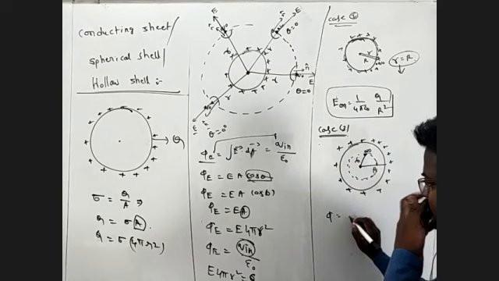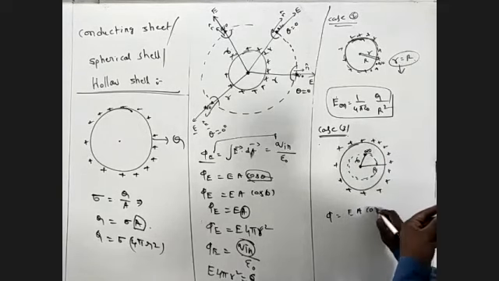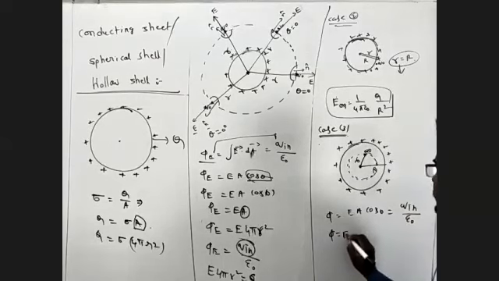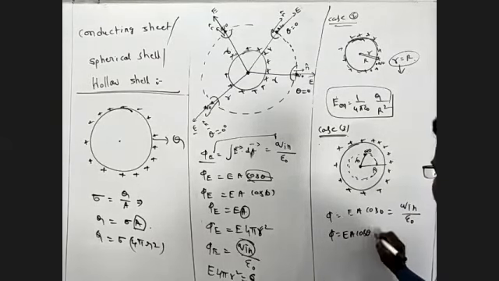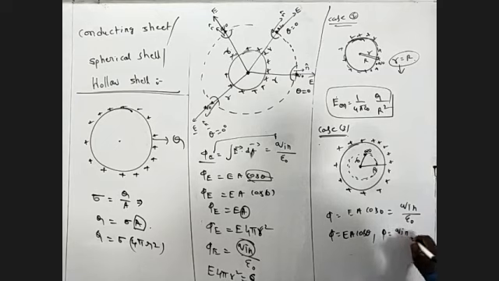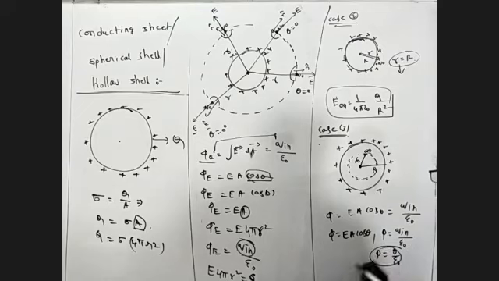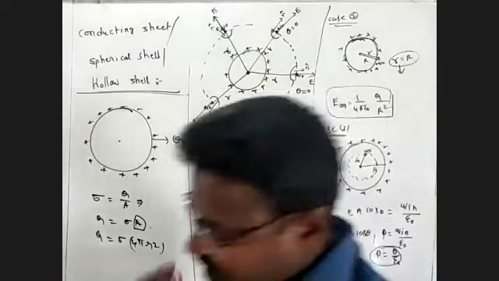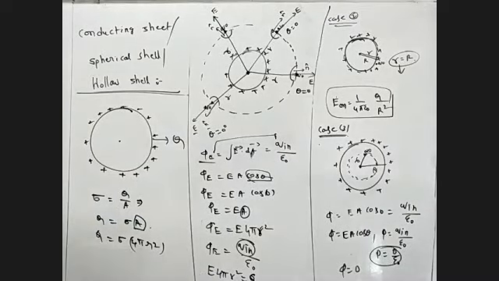Now, phi is equal to EA cos theta, which is equal to Q enclosed by epsilon naught. Q enclosed is 0, so phi is equal to 0. Flux is 0, so EA cos theta is 0, and E is also 0. The electric field inside is 0. That is the meaning.